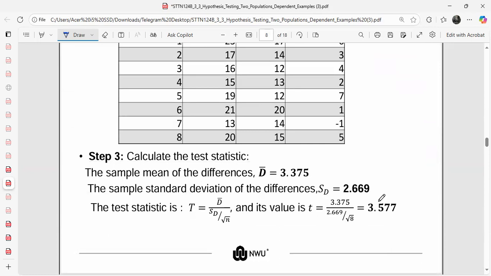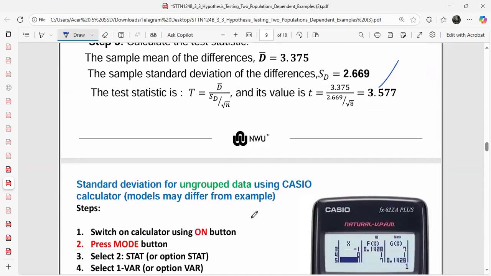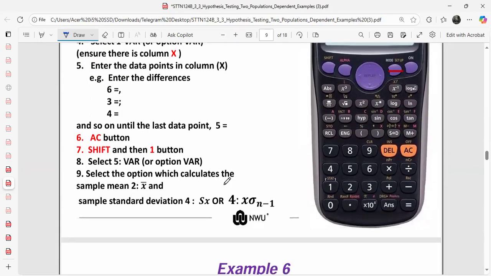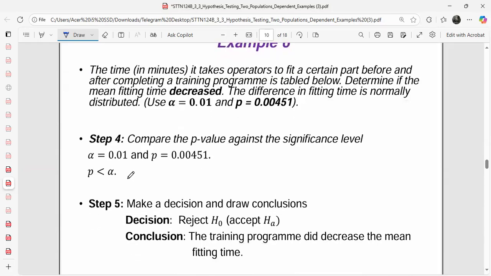You get the test statistic 3.577. Step number 4. They're trying to show the method on the calculator, but use the one that you guys know from the STTN124 to get the mean and the standard deviation. So step number 4, you compare the p-value with the level of significance. Therefore, the p-value is less than this. We reject the null hypothesis on step number 5.